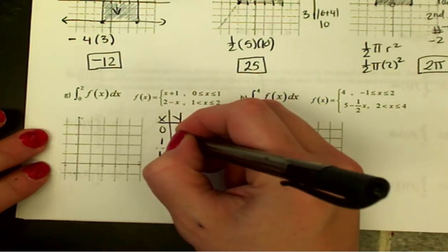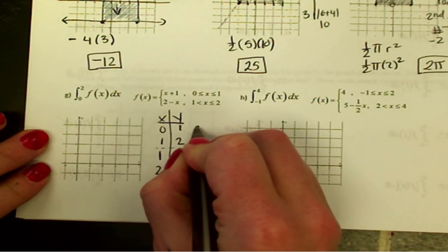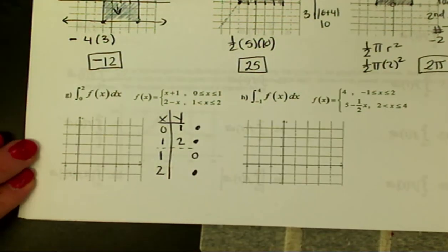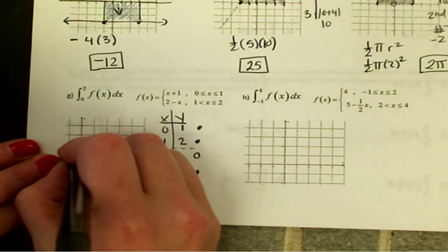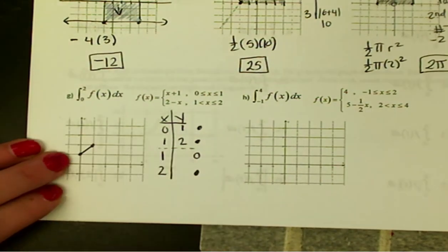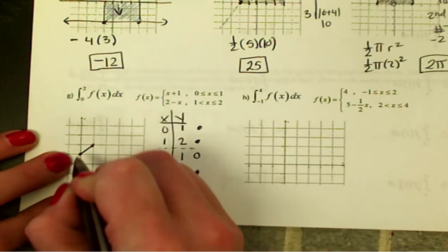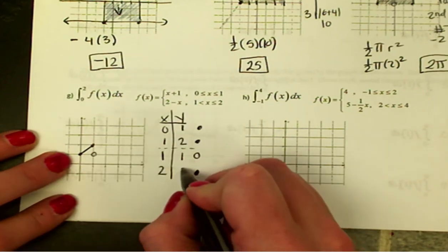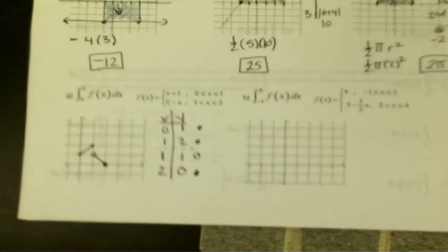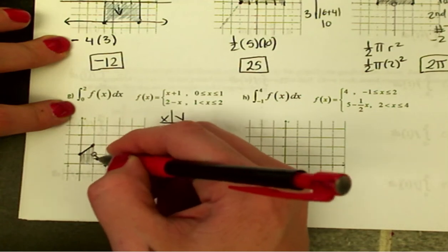Okay, 0, 1, and 2. So we get, I'm going to go closed point, open, closed. Just a reminder to myself what kind of endpoints I have. Okay. And 2 minus a 1 and 0. Okay. And shade the area under the curve from 0 to 2.